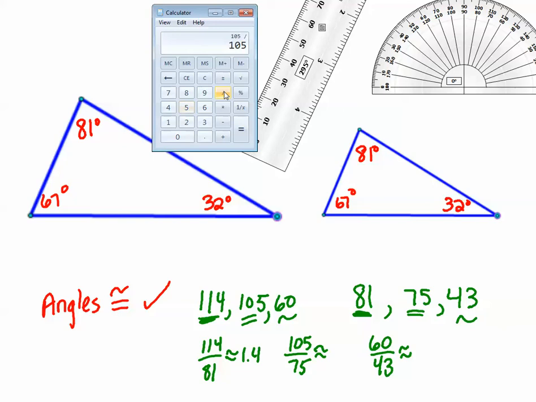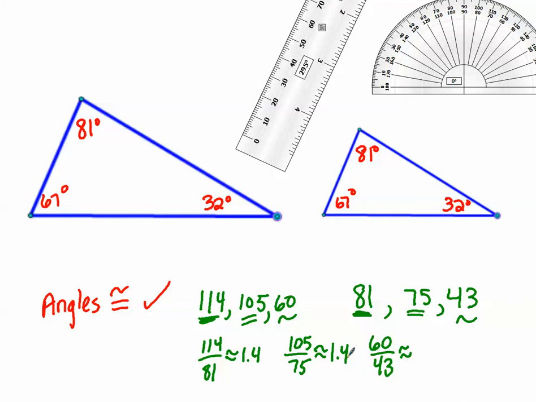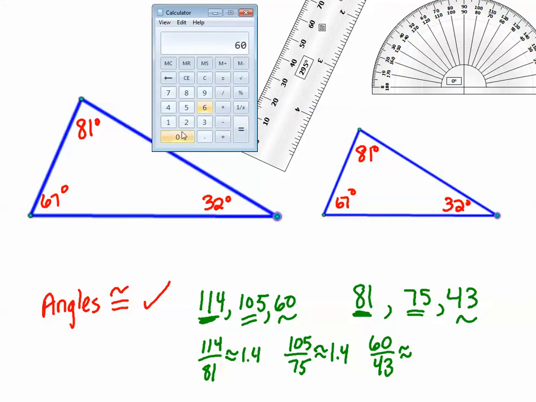105 divided by 75. Oops, let's try that again. Clear it all up. 105 divided by 75, 1.4. And finally, 60 divided by 43, those corresponding shortest sides, also about 1.4.